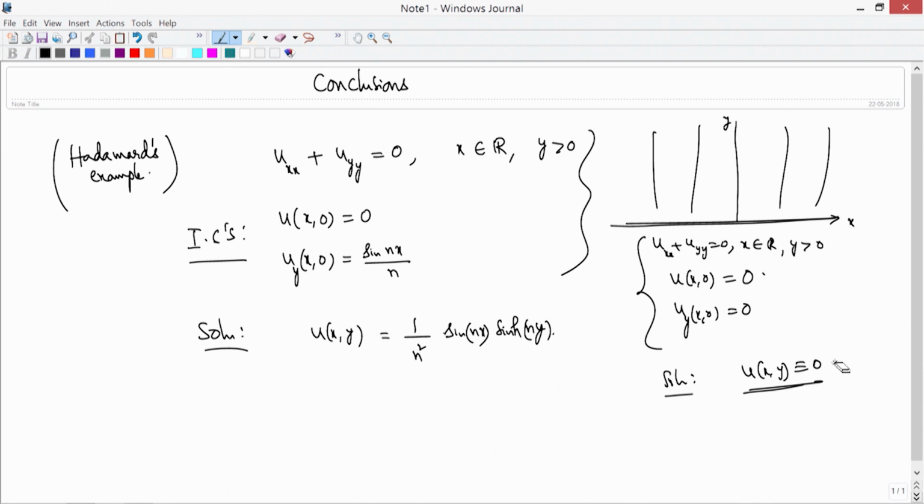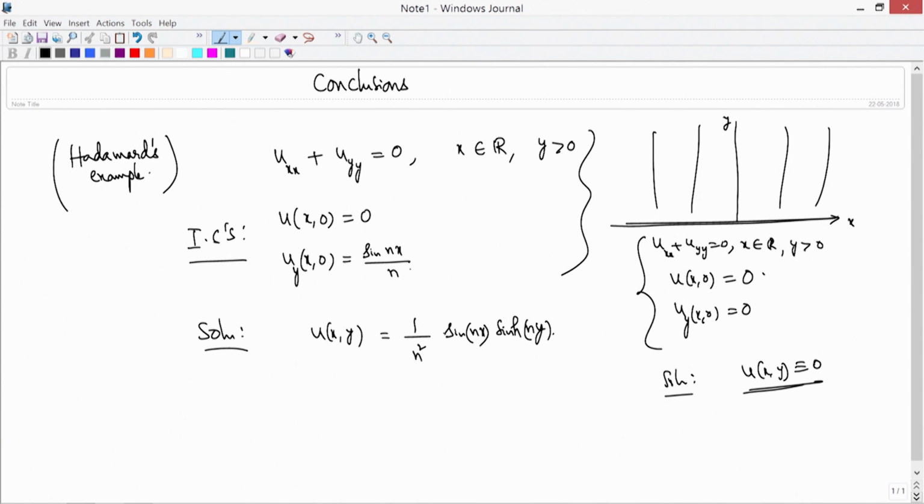Now, if I change this initial data, for example, the second initial data that I give is sin(nx)/n, if you take n a very big value, then sin(nx)/n is a very small quantity. So, I give a little perturbation in this initial data. If you give such an initial data for sufficiently big n, what happens? This problem has a solution here, (1/n^2) sin(nx) sinh(ny).